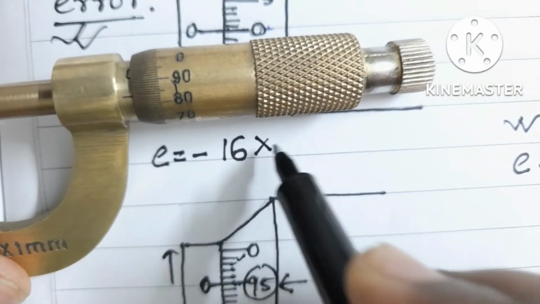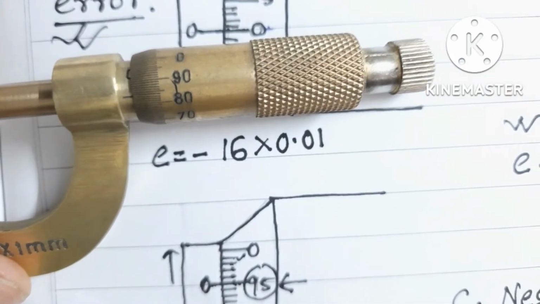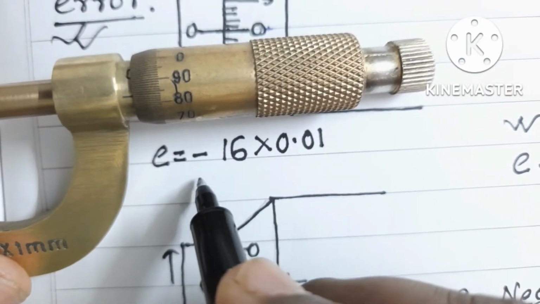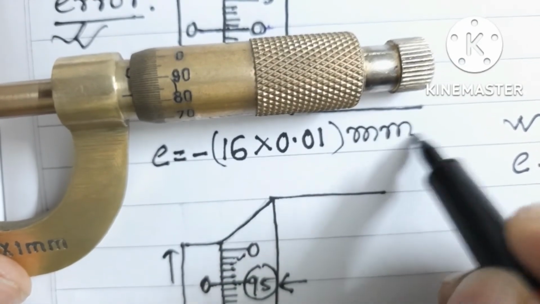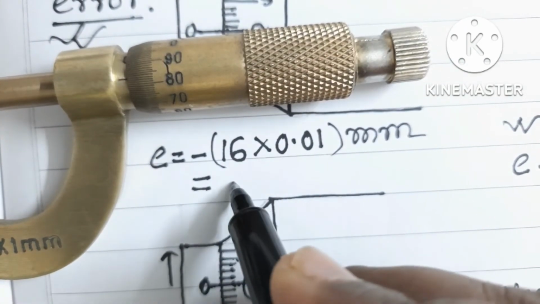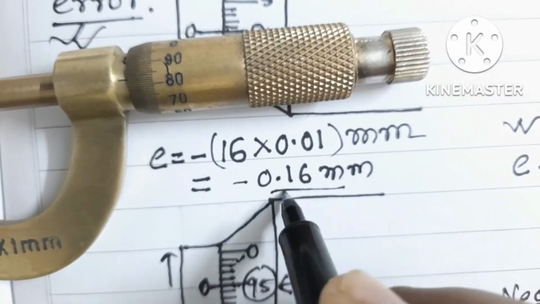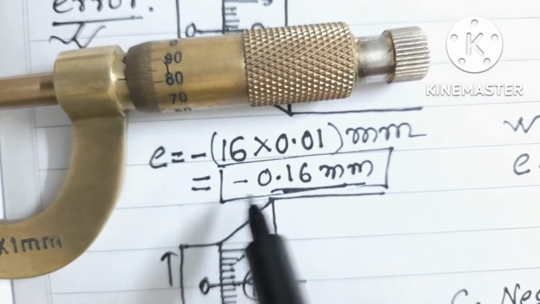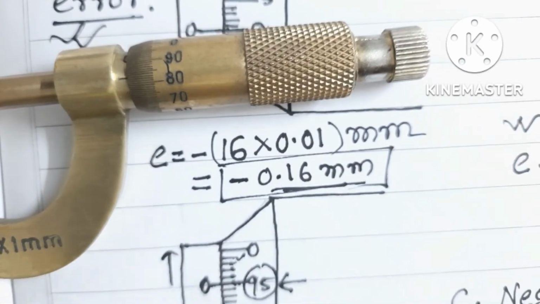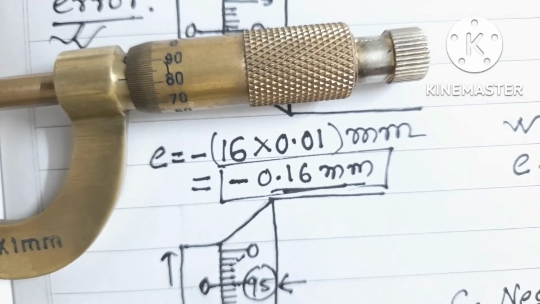And multiply with its least count, and this will be in millimeter. So it is minus 0.16 millimeter. So in this instrument that much negative error is present. Okay, so now move to the real measurement.